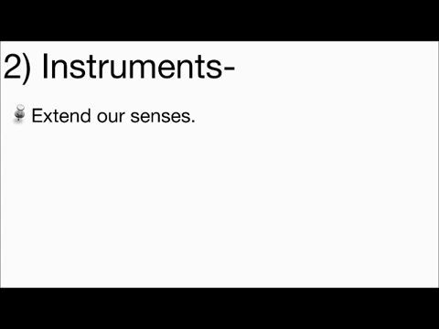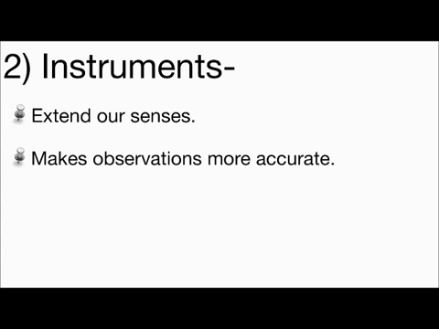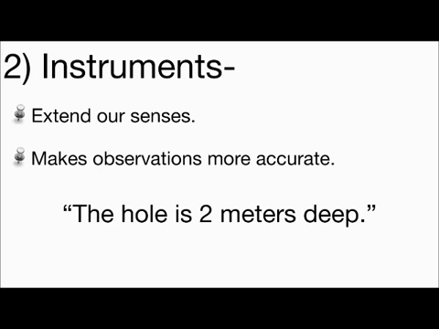Sometimes we're going to need the help of an instrument, which is going to help our observations be a little bit more accurate. Sometimes our observations are really small, sometimes they're really big, sometimes they might be far away. We're going to need the help of a piece of equipment. Instruments help our observations.